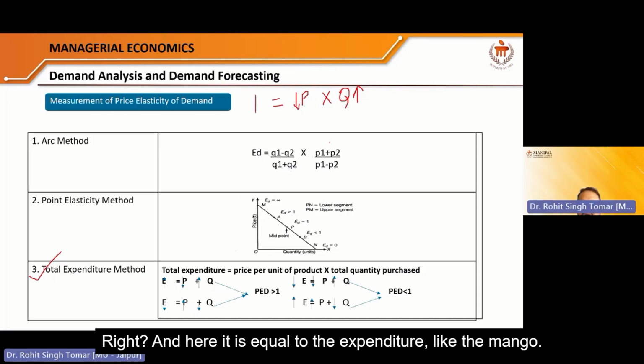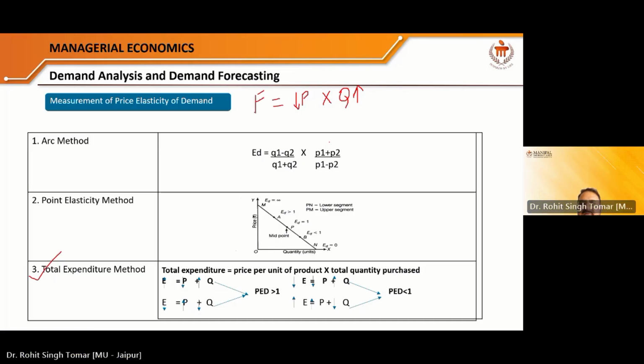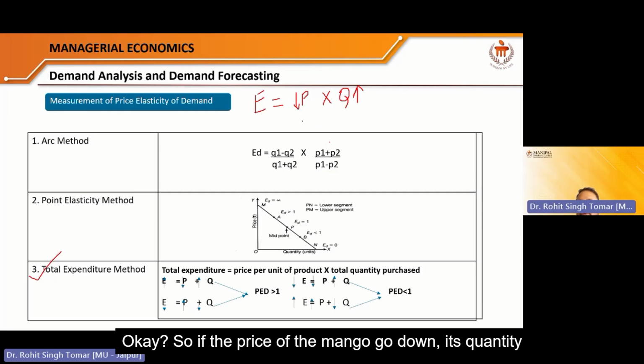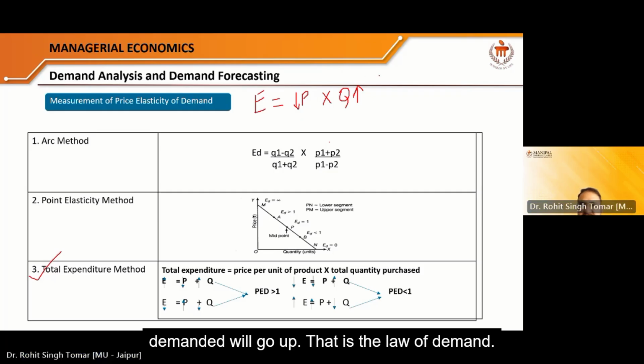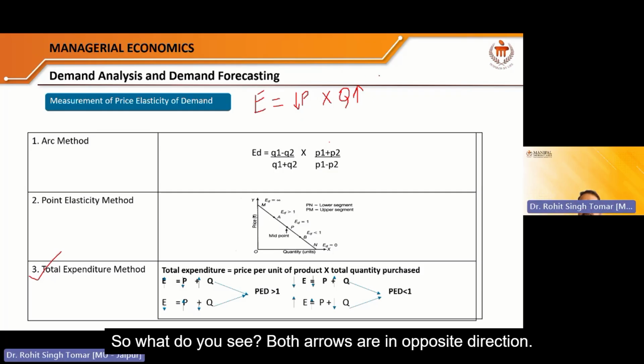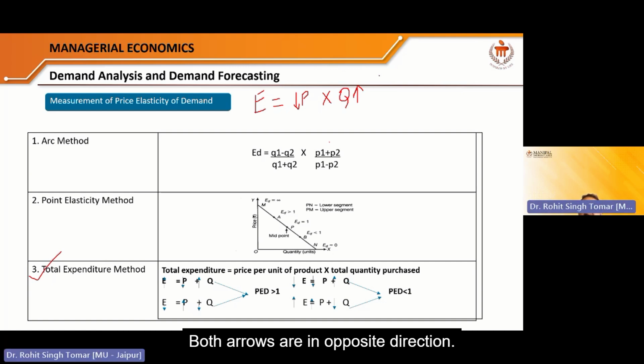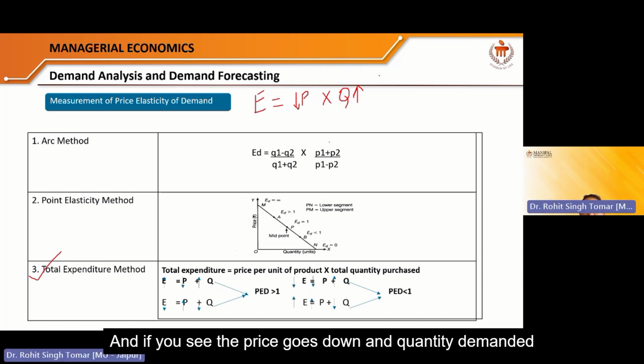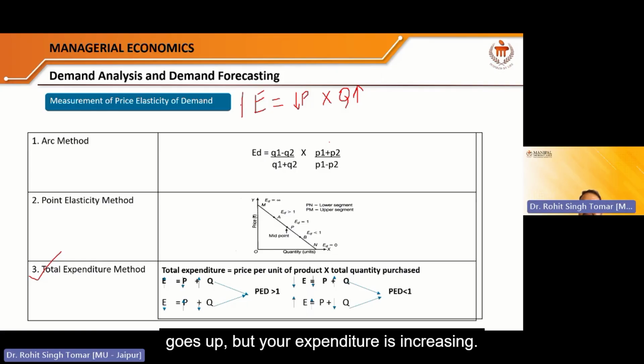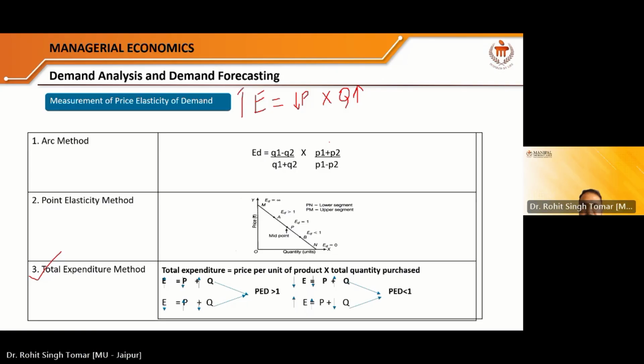And here it is equal to the expenditure, like the mango. So if the price of the mango goes down, its quantity demanded will go up. That is the law of demand. So what do you see? Both arrows are in opposite direction. The price goes down and quantity demanded goes up, but your expenditure is increasing.